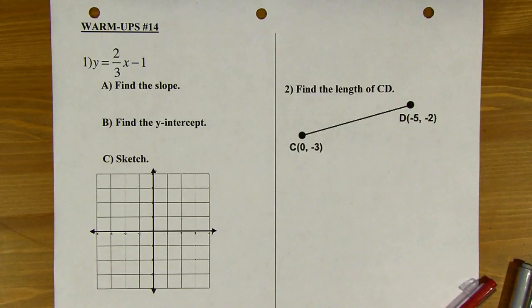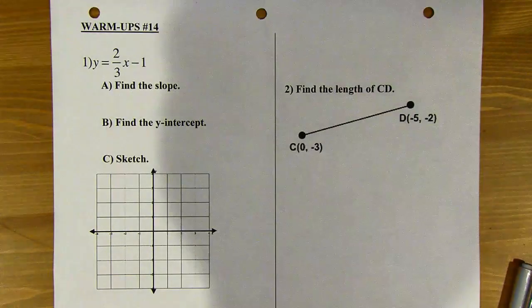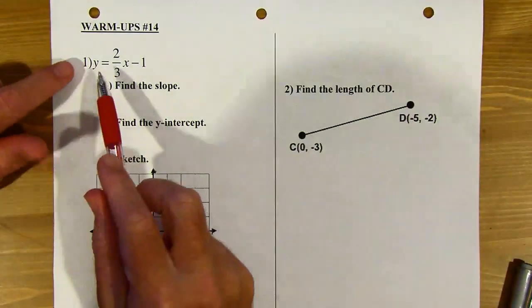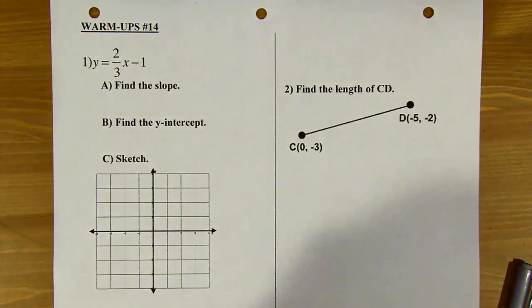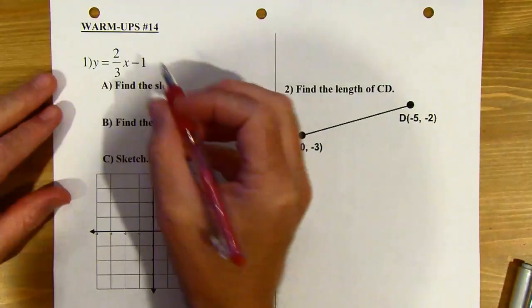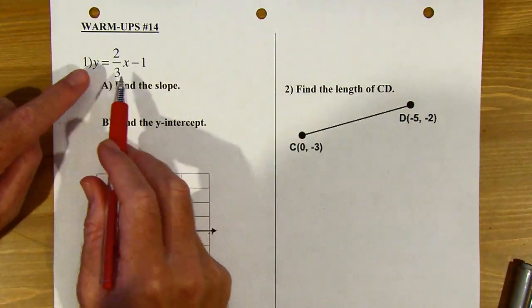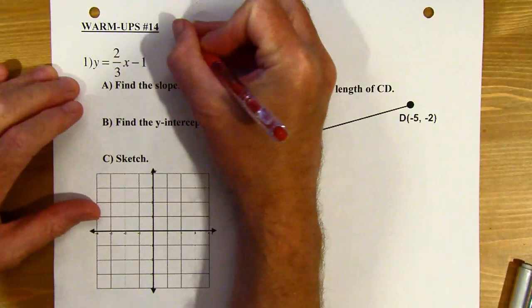Okay, here's warm-up number 14. We got some algebra review here. I've got the equation. This is a linear equation. It's the equation of a straight line. This particular equation is in slope-intercept form.